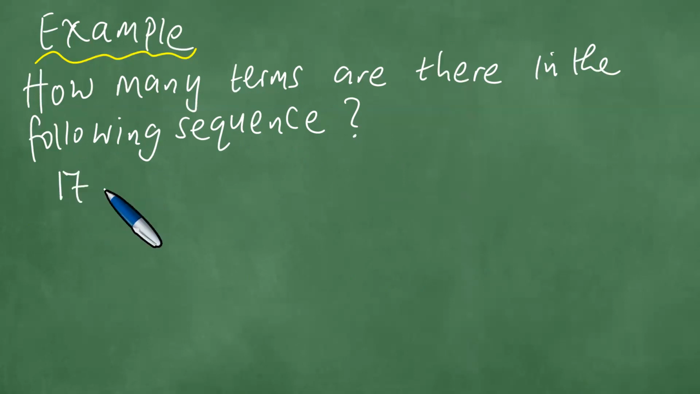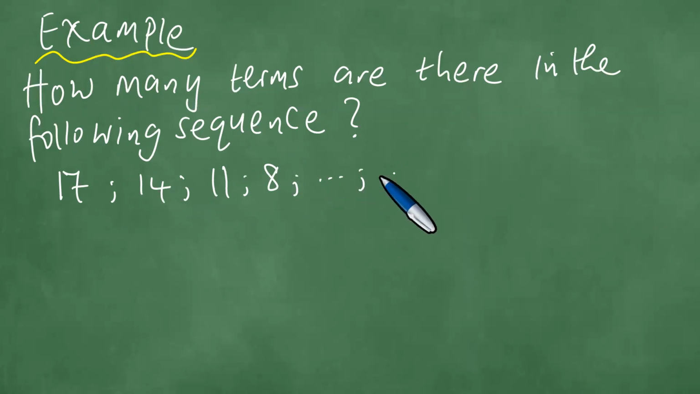17, 14, 11, 8, and so on, minus 2, 7, 8, 5. Solution.